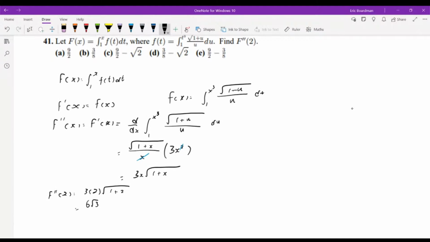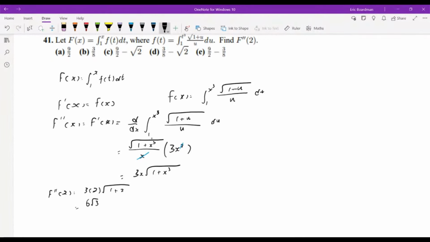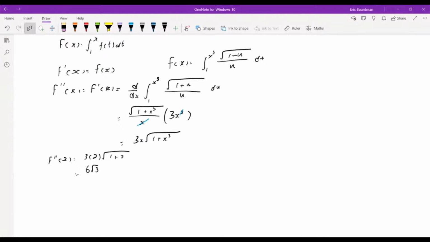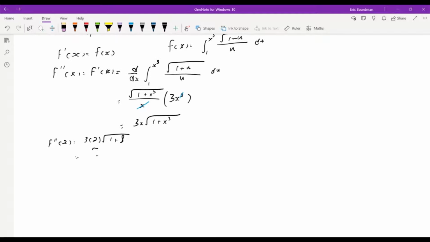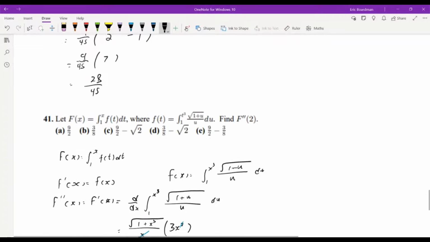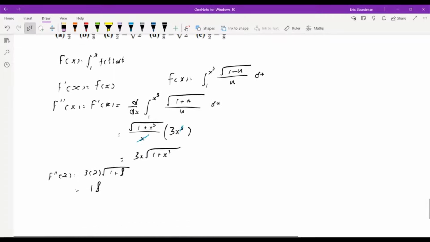Oh, you're right. Sorry. So that should be x cubed. So 2 cubed is 8. So that should be the square root of 9, which is 3. And then 6 times 3 is 18. And that's still not an answer.